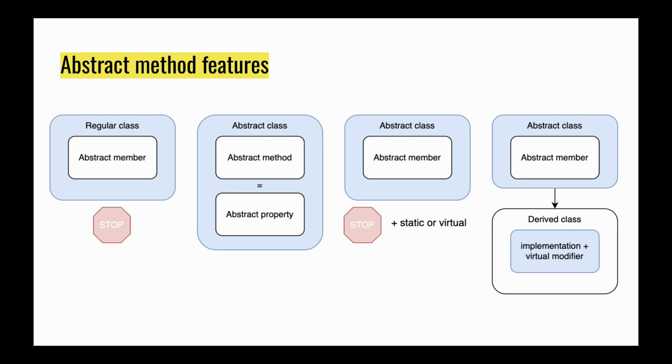Abstract method features. The following are the important features of abstract methods. Abstract methods can only be declared within abstract classes. It contains only an abstract method declaration without implementation. Only derived classes will provide actual implementations for abstract methods. Abstract methods are internally treated as virtual, so they must be overridden in the derived class. We should not use static or virtual modifiers when declaring an abstract method. Abstract properties will behave the same as abstract methods, but the only difference is in the syntax of declaration and call.